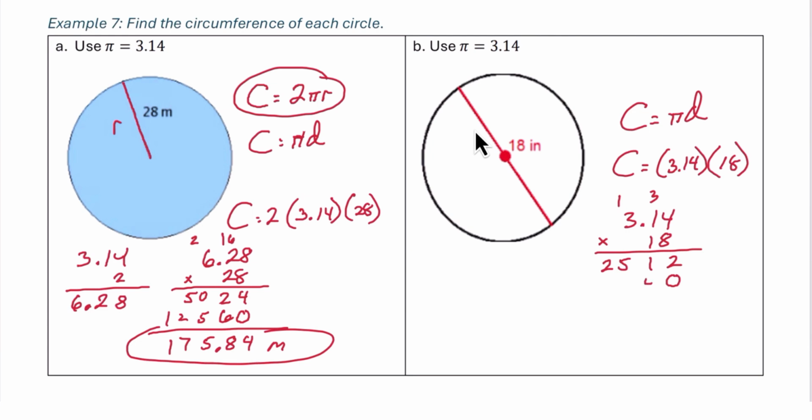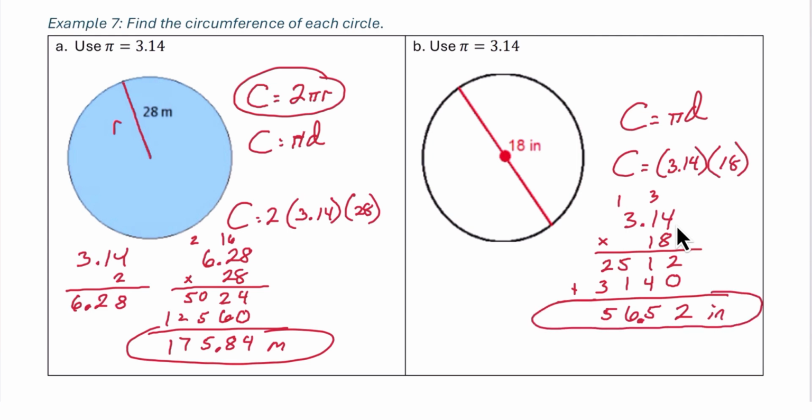0 placeholder. 1 times 4 is 4. 1 times 1 is 1. 1 times 3 is 3. And we add 2, 5, 6, 5. Count the number of decimal places in the factors. There are 2. So we need 2 decimals in the product. And the units in this case, inches. The circumference of this circle, 56.52 inches.